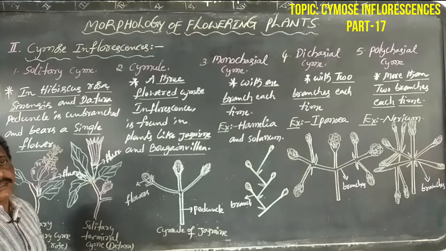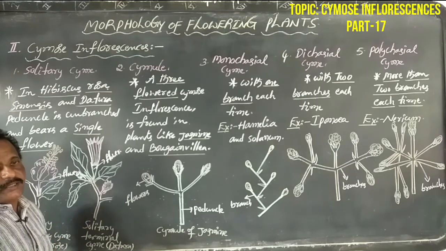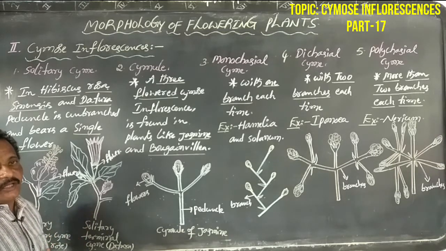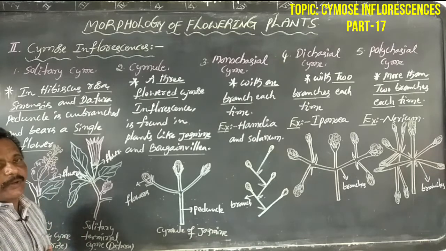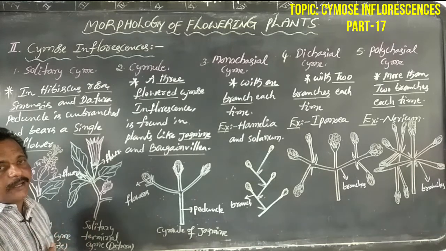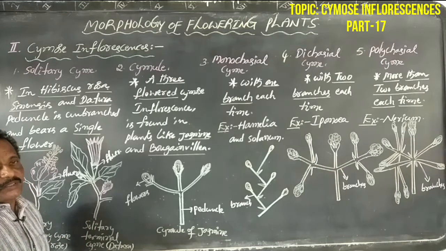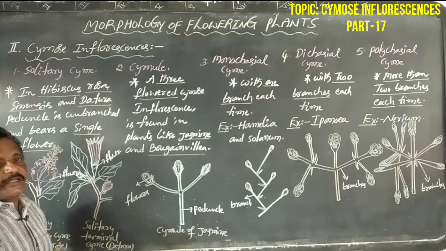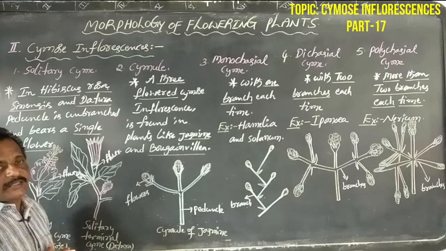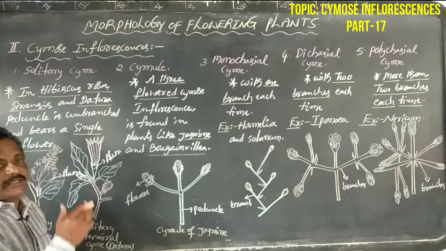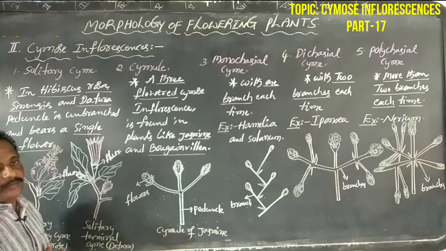But in racemose type of inflorescence, the peduncle is continuously growing. Why? Because it does not terminate in a flower, and the flowers are arranged in acropetal manner or acropetal order. That means the larger size flowers or older flowers are always arranged at the bottom or base, and the smaller size flowers or younger ones are always arranged at the top of the peduncle.